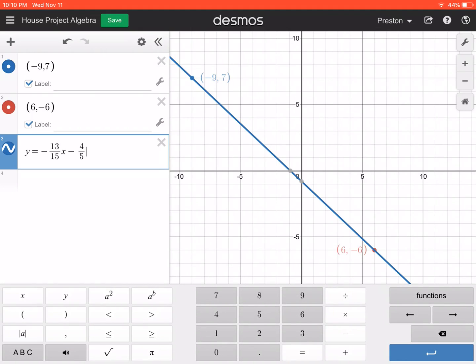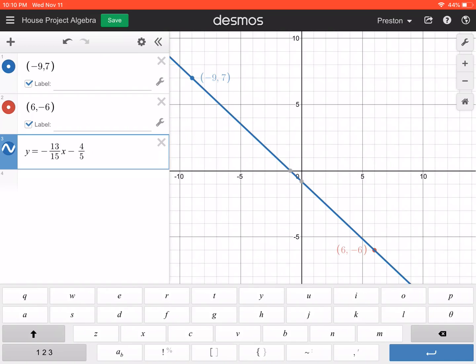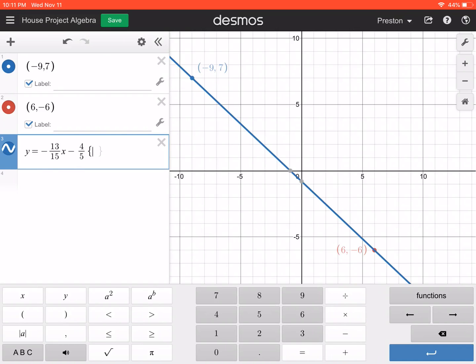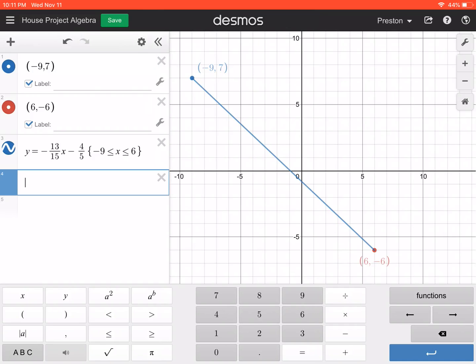In order to do that, bottom left, hit ABC. And I go -9, and I use this bracket here, located at the bottom there in the middle. And I go -9 is less than or equal to x less than or equal to 6. And it'll automatically put the other one. So I just tapped below that to start my next equation. So there's the base of my house.